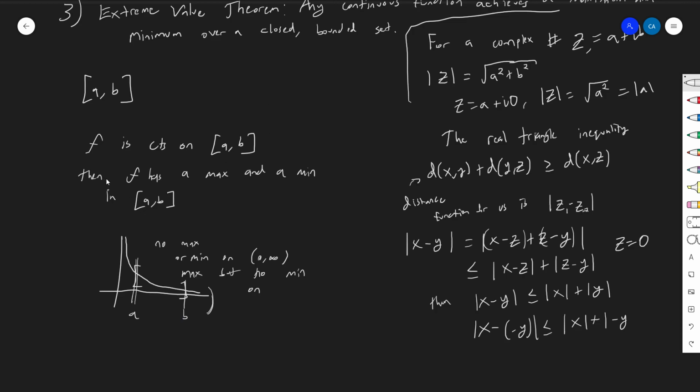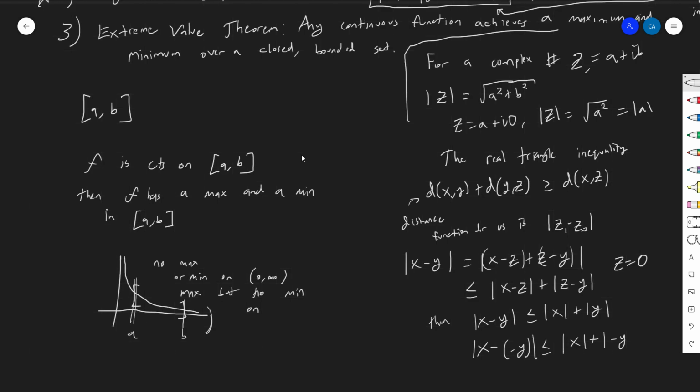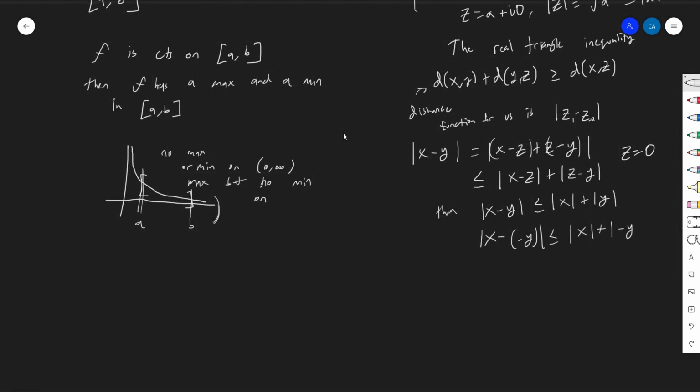And so this is kind of the minimal requirements you need to have to assume that you have a maximum and a minimum value. In complex, we don't have a number line to work with anymore. Instead, we have a plane. And so what we want to talk about are just closed bounded intervals like this.